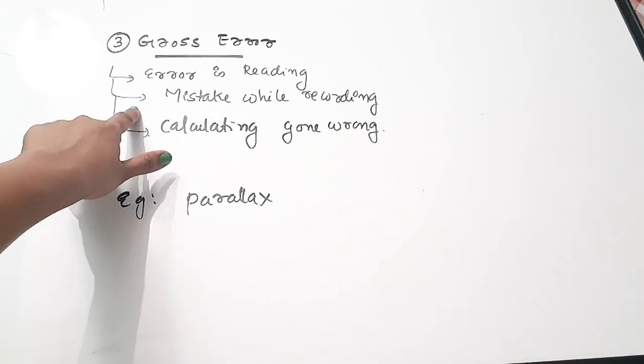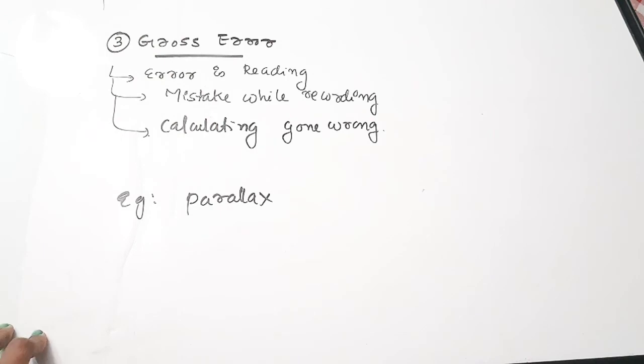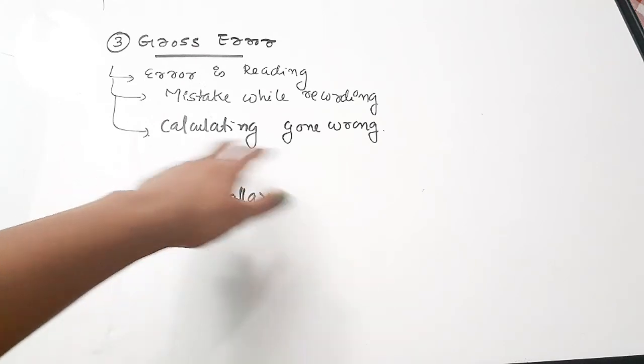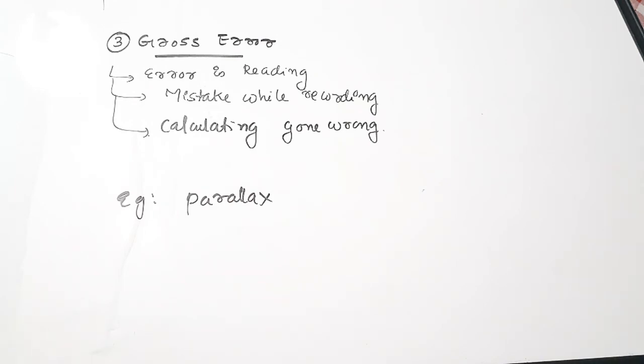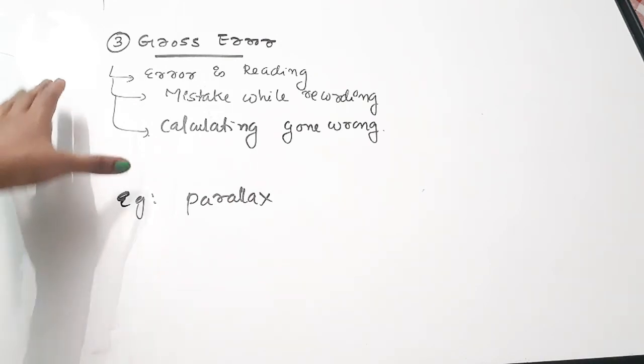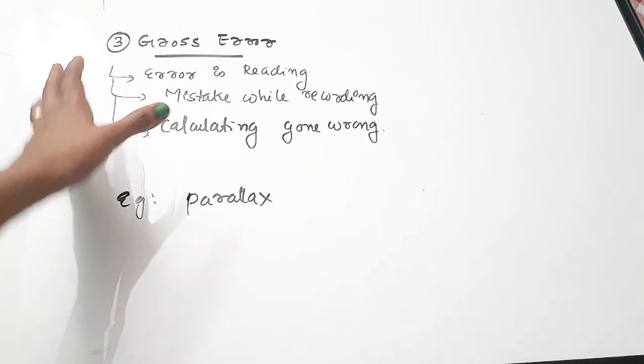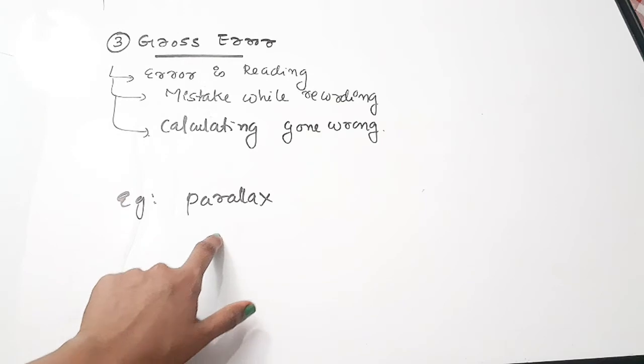Again, the second reason can be a mistake while recording. That is, he has read the value correctly, but while recording or writing it down, there was some mistake. That is the second reason which can lead to gross error. The third one is that the calculation has gone wrong. The measured value is right and he has written it correctly, but while calculating, he has put in some wrong values. So the calculations can go wrong. These are the three reasons which can lead to gross error. An example is parallax.